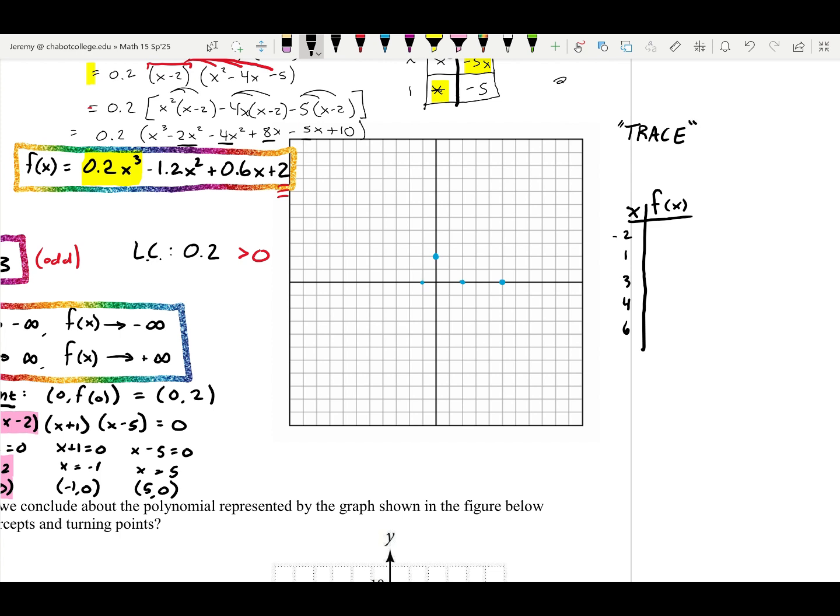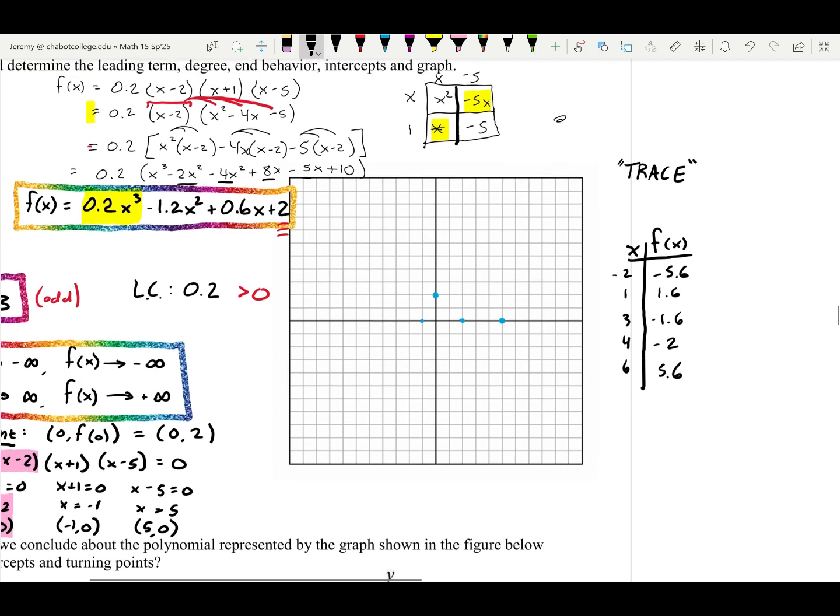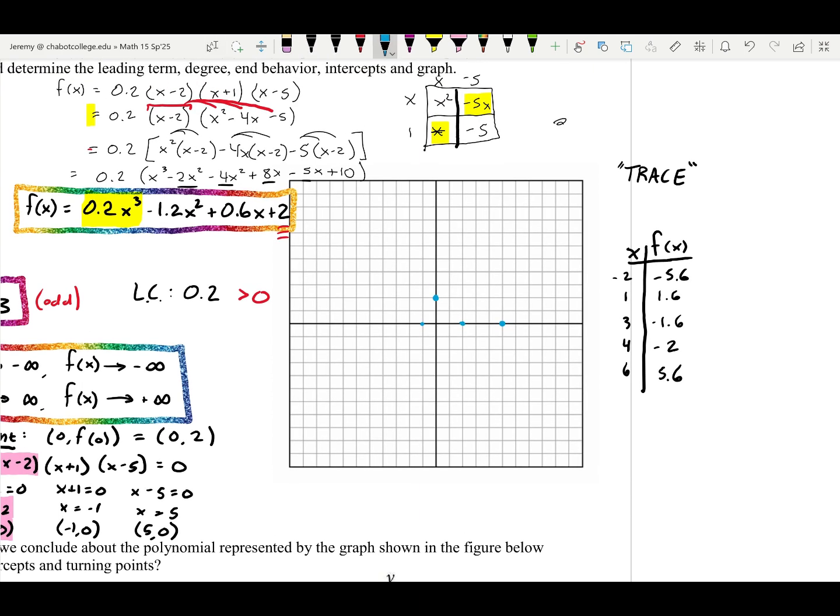The trace feature is really nice on your calculator because then you could just type in numbers. Like I'll type in negative 2 into my calculator and it tells me that the output is negative 5.6. We'll put in positive 1 and it tells me the output is 1.6. I'll put in 3 and out comes negative 1.6. And I could just type in any x value and it will tell me the corresponding y value. So rather than doing all the number crunching on your own, I'd really recommend doing that kind of thing.